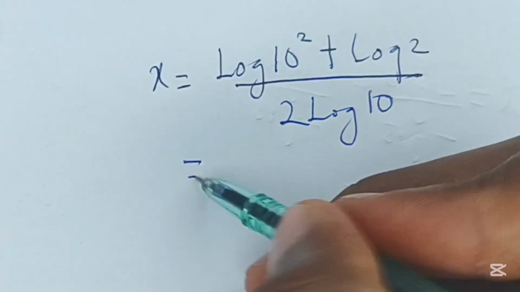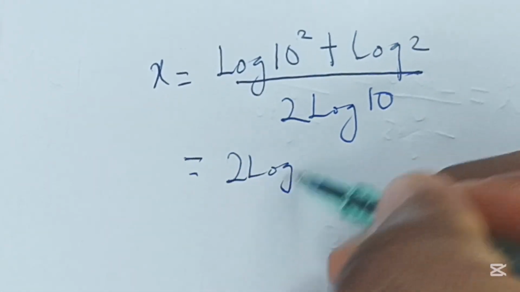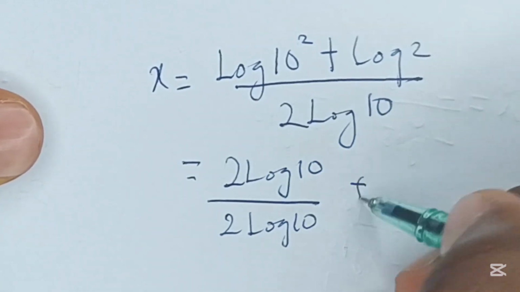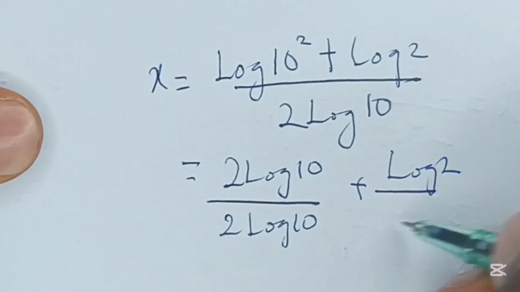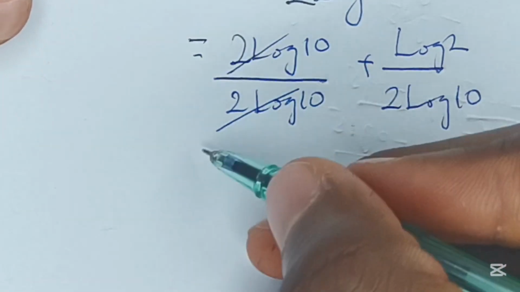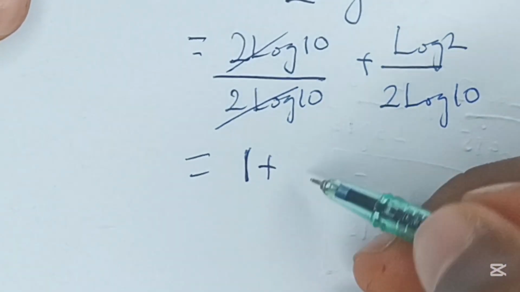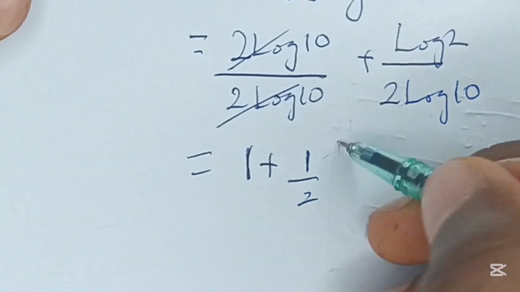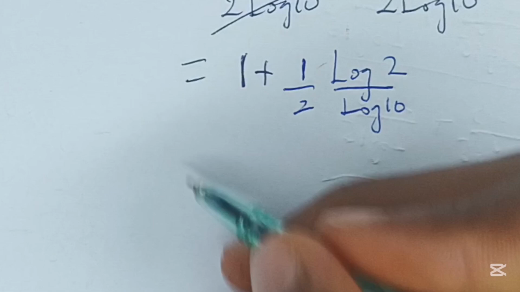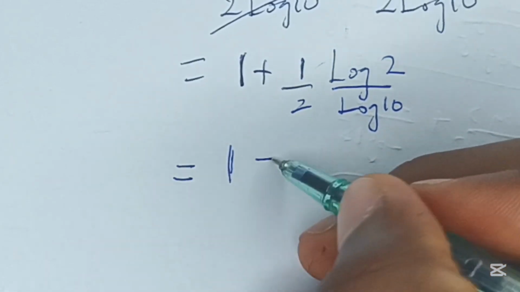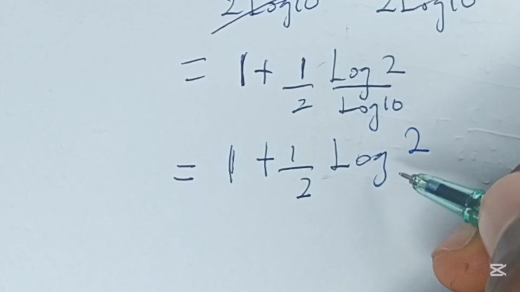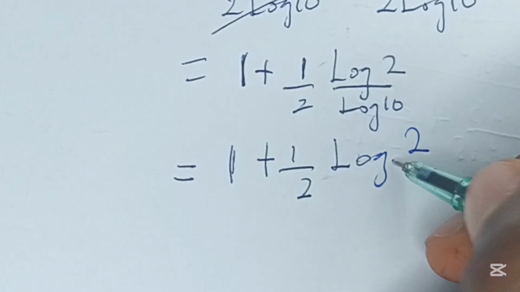Okay, now this becomes equal to 2 times logarithm of 10 over 2 times logarithm of 10 plus logarithm of 2 over 2 times logarithm of 10. This strikes this so that we have 1 plus 1 over 2 into logarithm of 2 over logarithm of 10. This becomes equal to 1 plus 1 over 2 multiplied by logarithm of 2 in the base of 10, which is still what we have here.